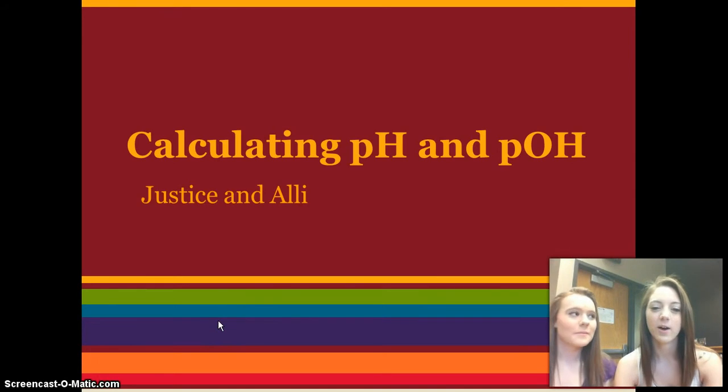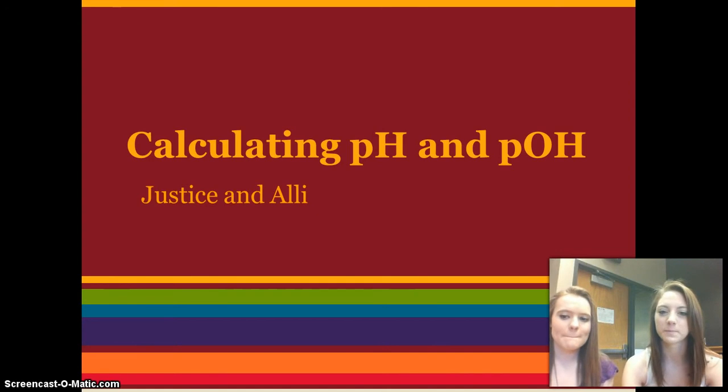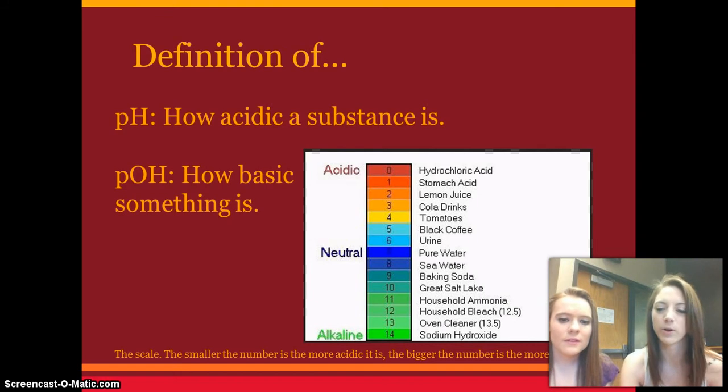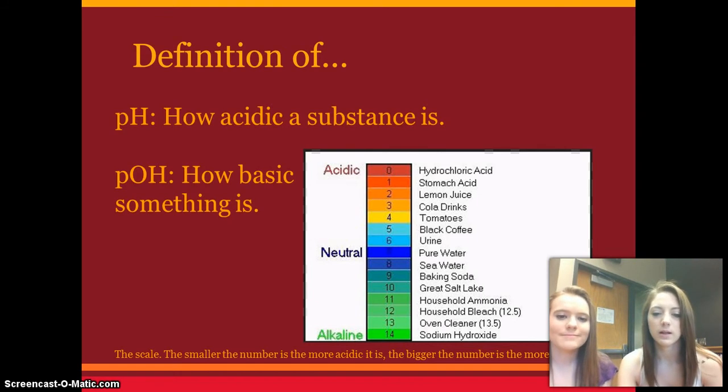Okay, this evening or this morning we're going to talk about calculating the pH and the pOH. The definition is pH is how acidic a substance is, and pOH is how basic something is. As you can see, we put a diagram so that you know the scale from 0 all the way to 14. The smaller the number is, the more acidic it is, and the bigger the number is, the more basic it is.